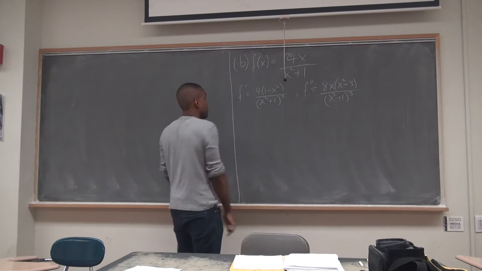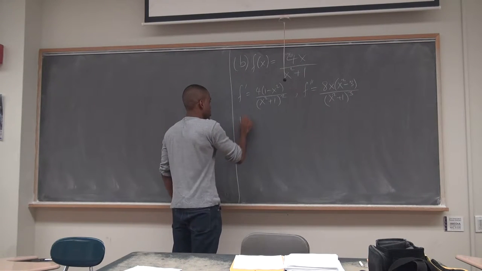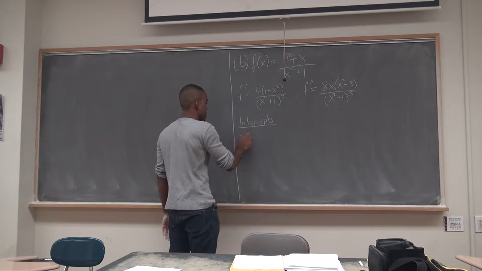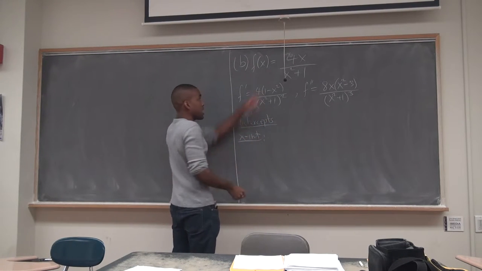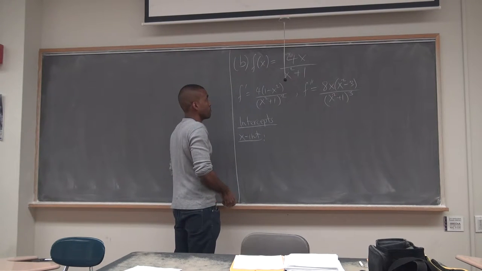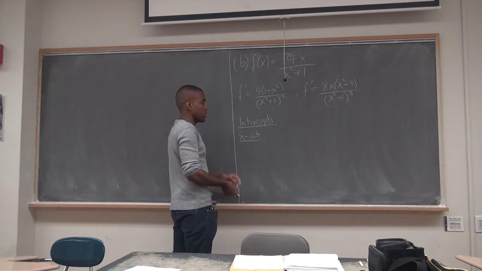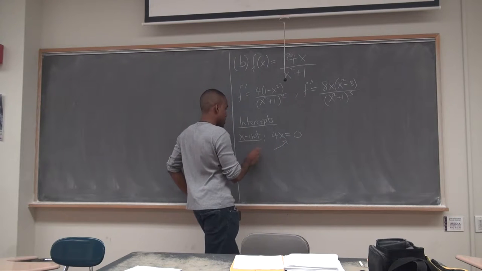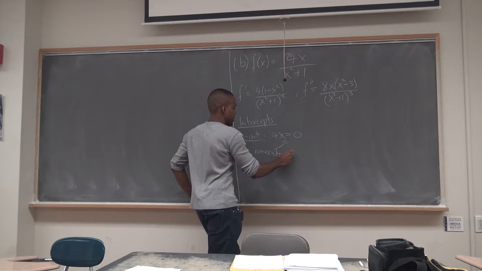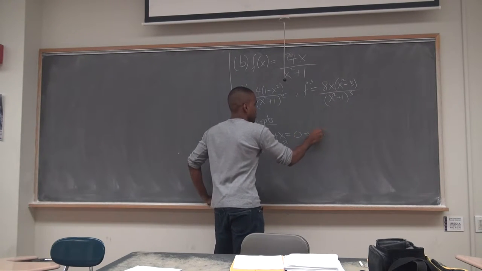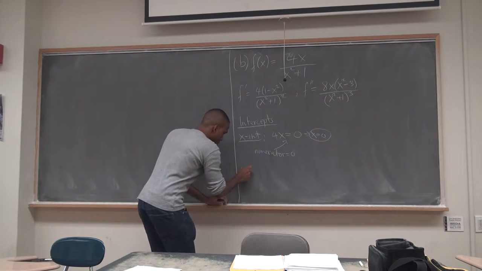Okay, so the domain we didn't care about, so find intercepts. X-intercept. It's a fraction, so to find the x-intercept the numerator equals 0, right? So 4x equals 0. Remember, for the x-intercept, the numerator equals 0. So this means x is 0. So that's my x-intercept.